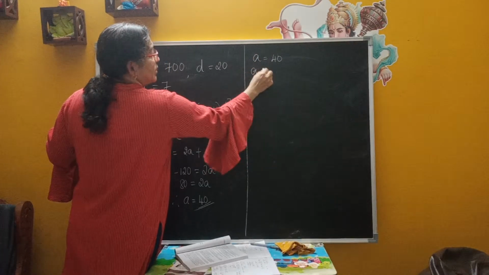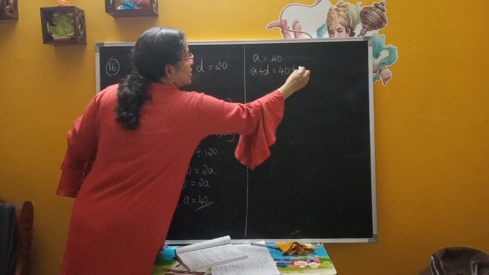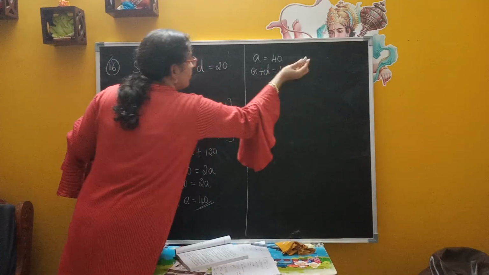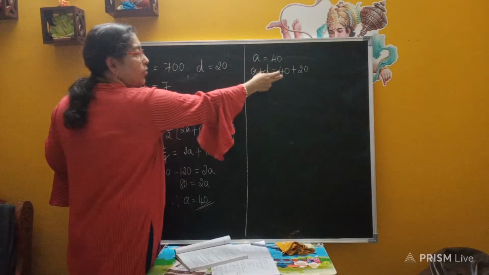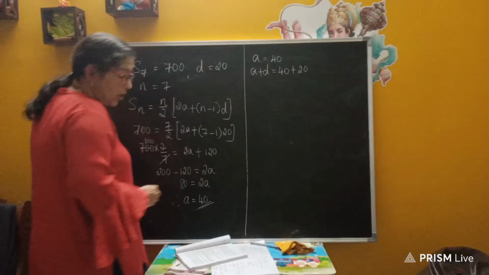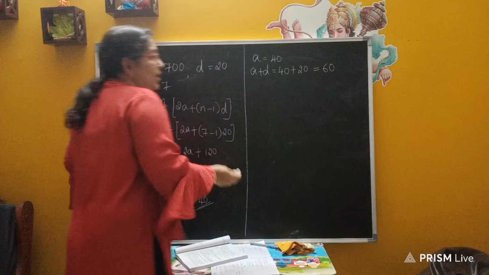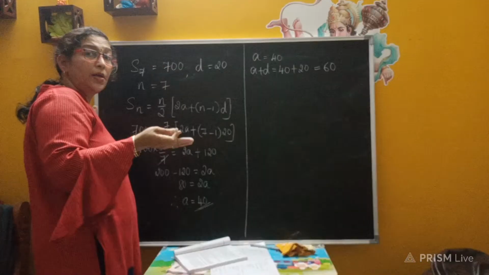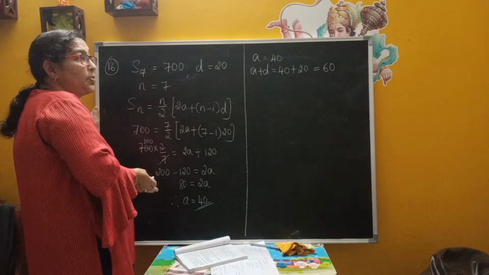a plus d, the second term, how much do we get? 40 plus 20 each time. 20 rupees less means here we have to add 20 rupees to get the next term. So 40 plus 20, how much? We get 60. Similarly, a plus 2d will be 60 plus 20, 80. Next it is 100.